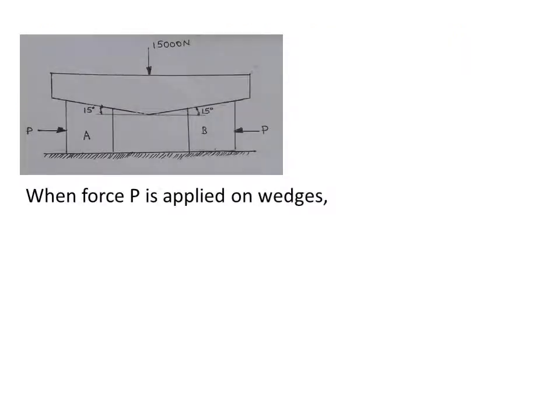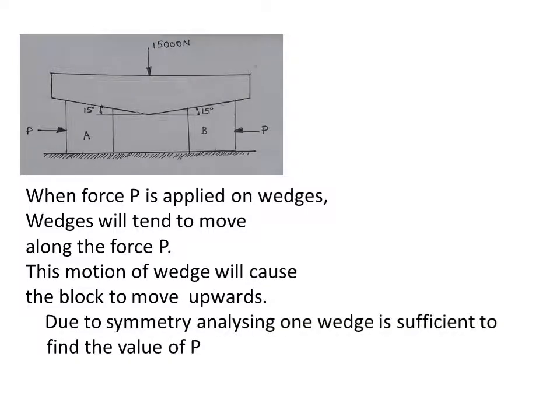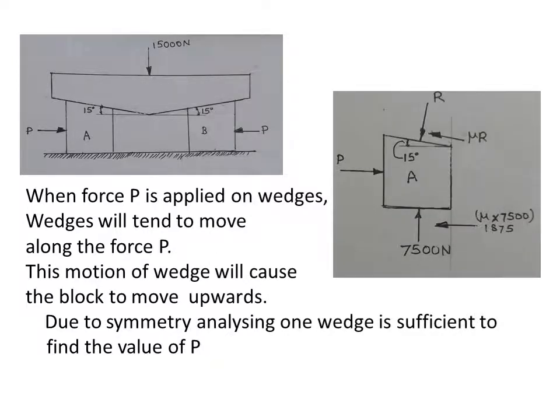When force P is applied on the wedges, the wedges will tend to move along the force P. This motion of the wedge will cause the block to move upwards. Due to symmetry, analyzing one wedge is sufficient to find the value of P. So we are taking one wedge, that is A.